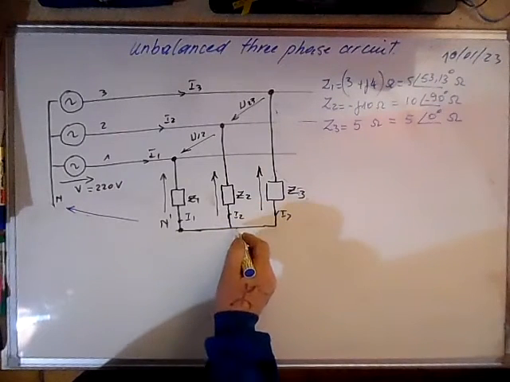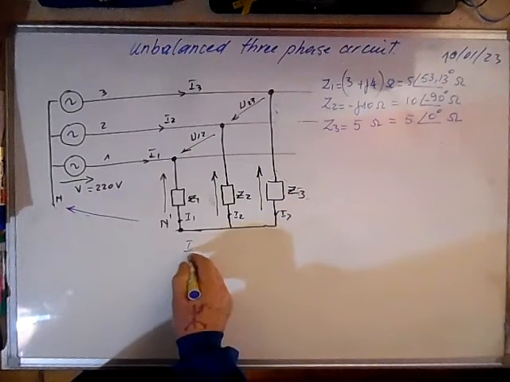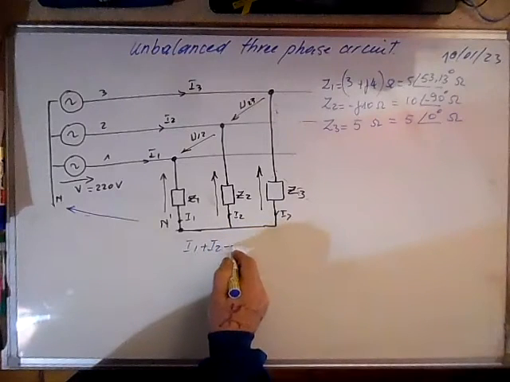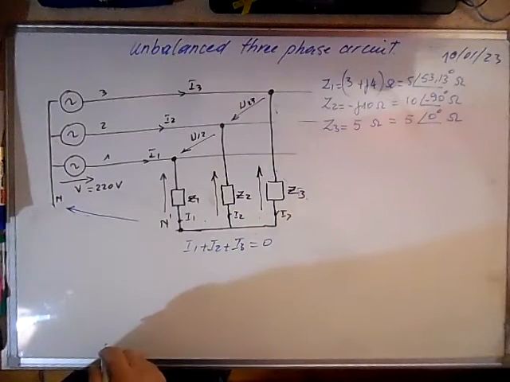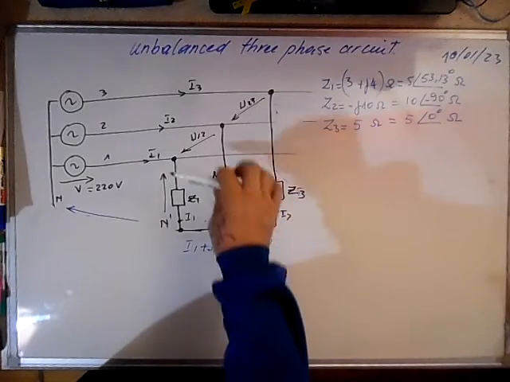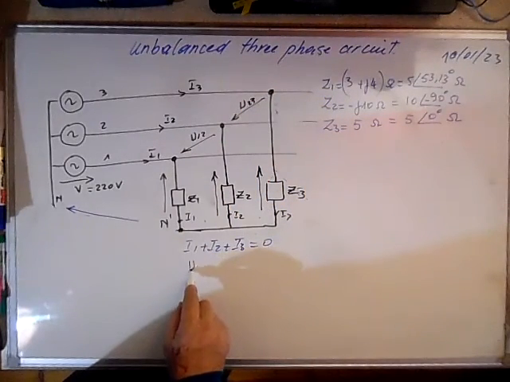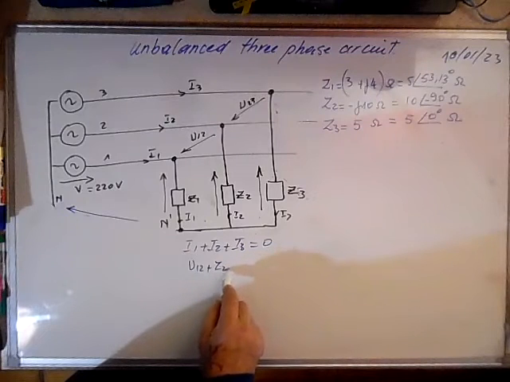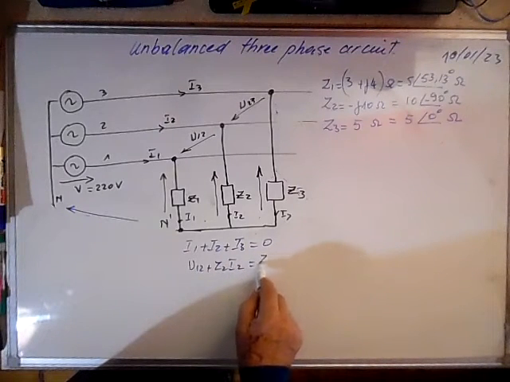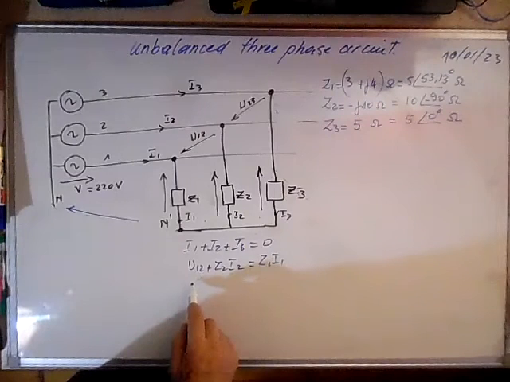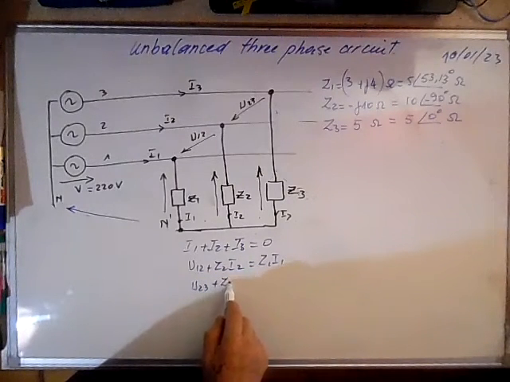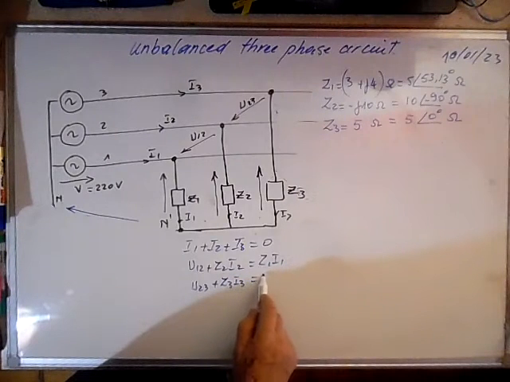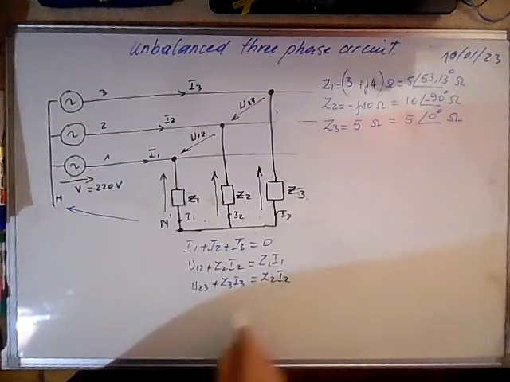We have one node here. We can write that the sum of the currents is 0, and we have two meshes here. So we can write that U12 plus Z2I2 is equal to Z1I1, and U23 plus Z3I3 is equal to Z2I2.